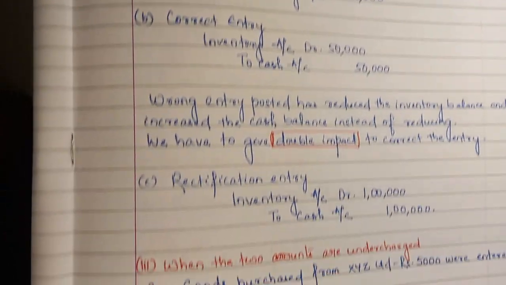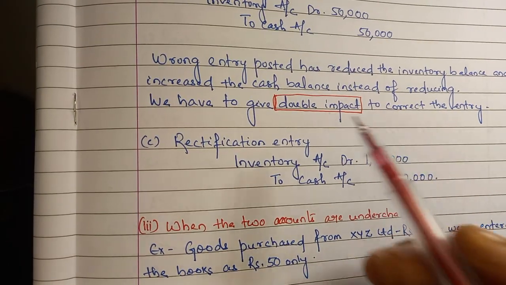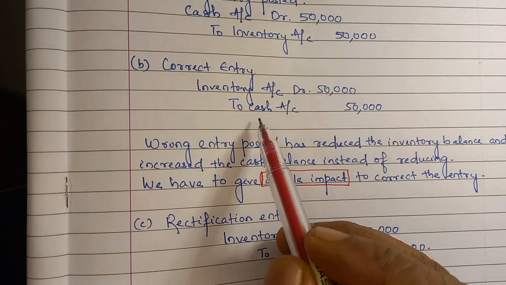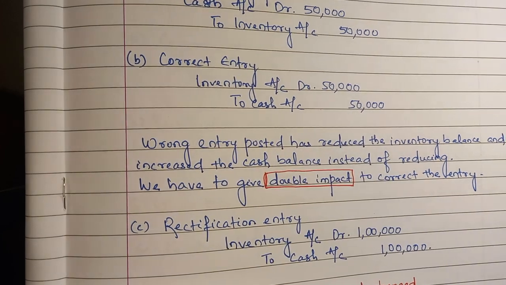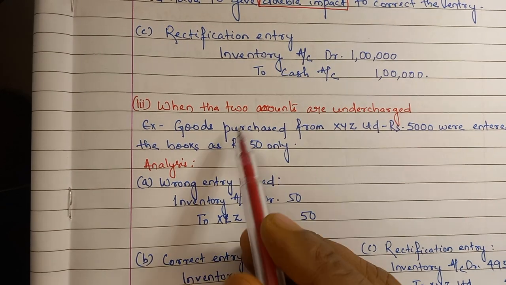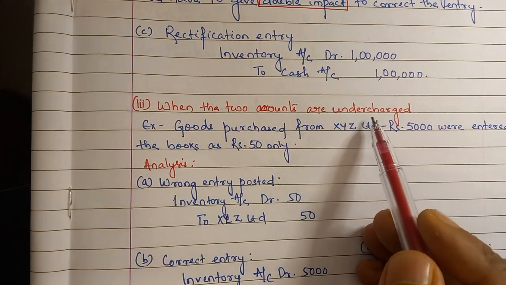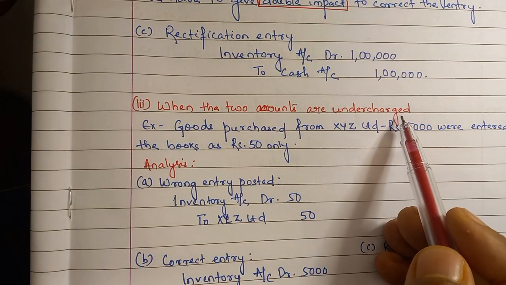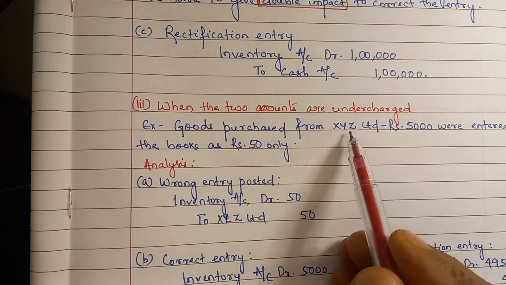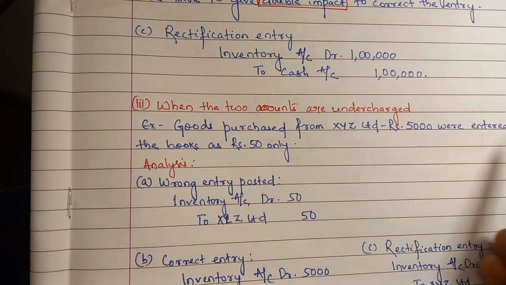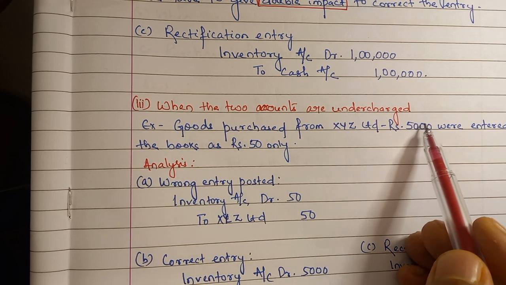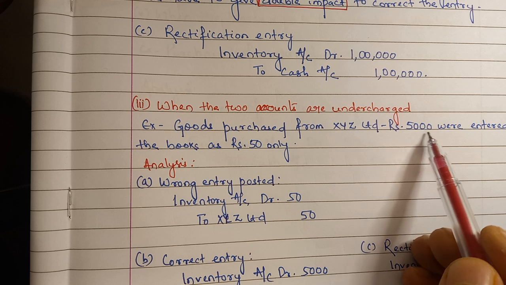So once the rectification entry is posted, the final impact in the books will be inventory account debited 50,000 to cash account 50,000. Now let's go to the third example. When two accounts are undercharged, let's take an example here. Goods purchased from XYZ Limited 5,000 were entered in the books as rupees 50 only. So what has happened? By mistake, these two zeros have been omitted while posting the entry.